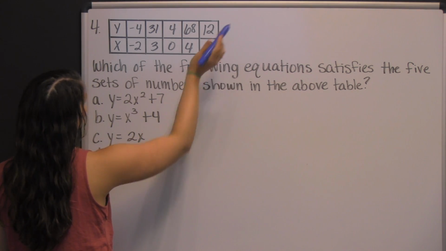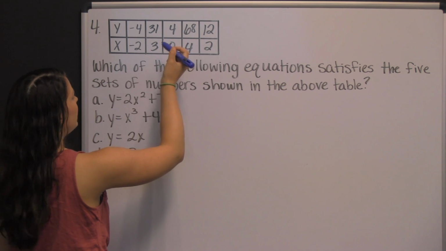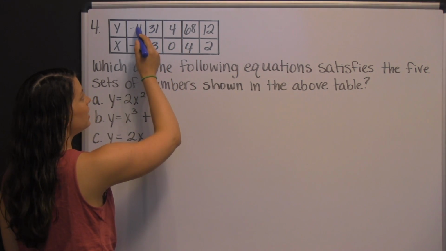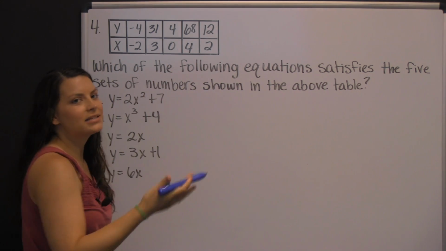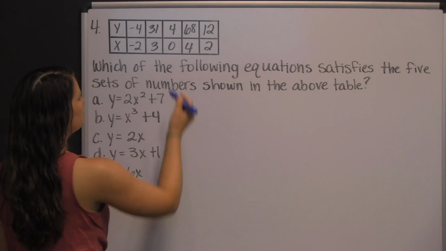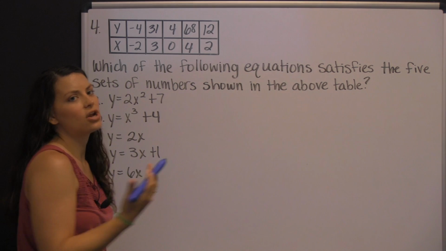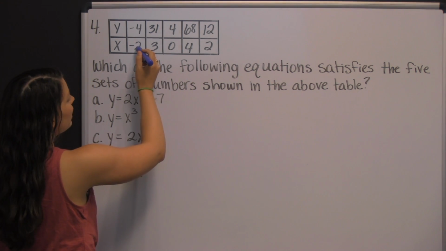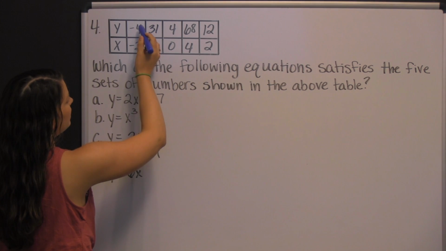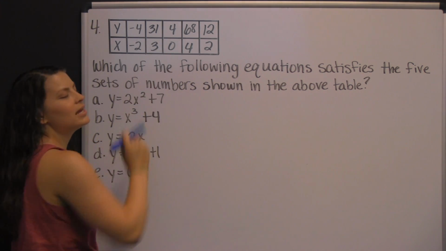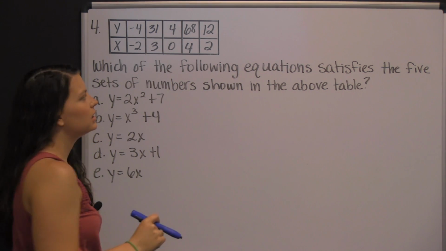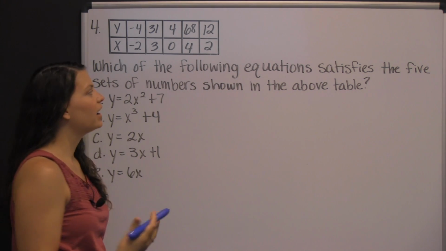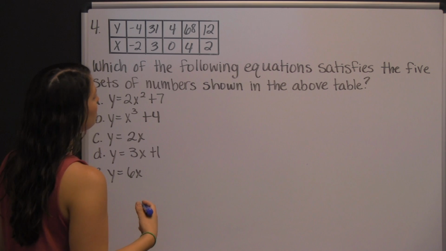get y? So just starting with the first set, you could multiply -2 times 2 to get -4, but it doesn't work on your next set of numbers. 3 times 2 is not 31. You could also subtract 2 from -2 to get -4. But you can't subtract 2 from 3 to get 31. So it may be more difficult to find the pattern in the table.